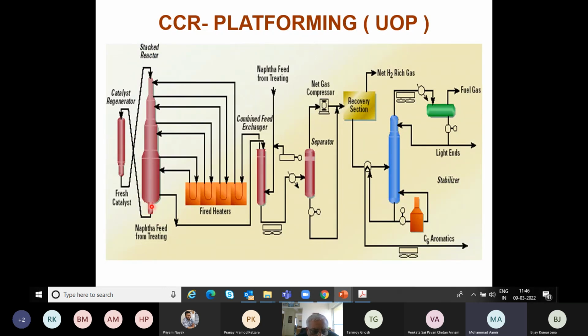So what happens here is that this catalyst, since it is moving down, exits from the bottom and is airlifted, or in this case, lifted by nitrogen to the top of this reactor.